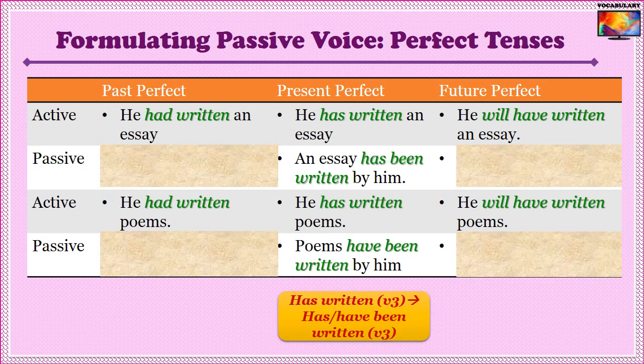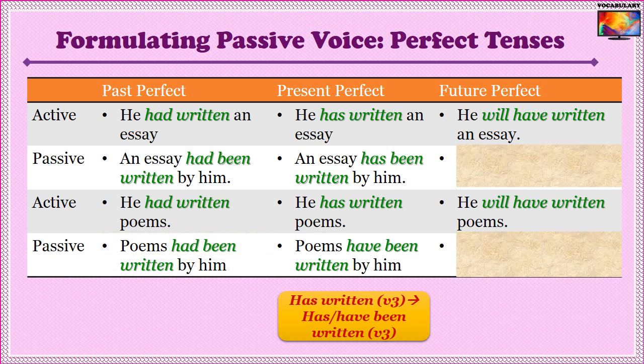Past perfect tense. He had written an essay. An essay had been written by him. He had written poems. Poems had been written by him. So had written gets changed to had been written.